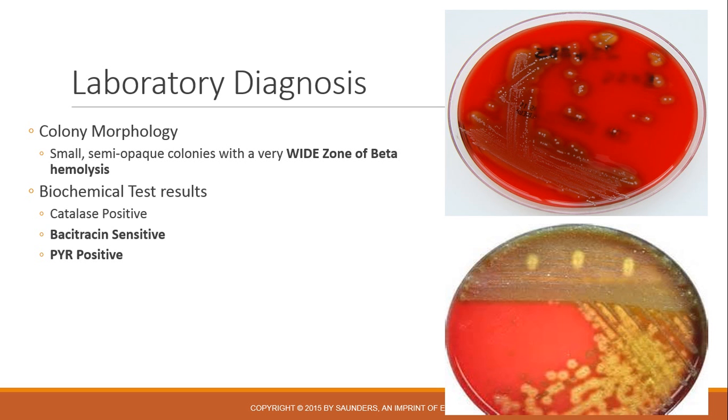Biochemical tests, it says catalase positive. That needs to say catalase negative. That's a big mistake there. Make sure you correct that. All streps are catalase negative, right? It's bacitracin sensitive, and it's PYR positive. Notice those are bold, right?